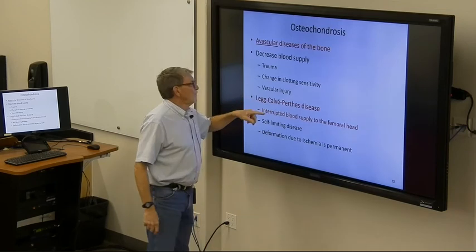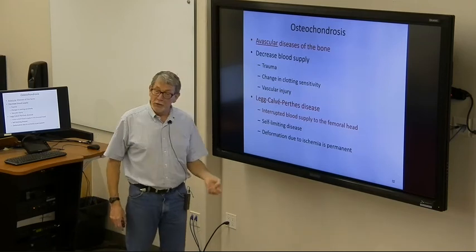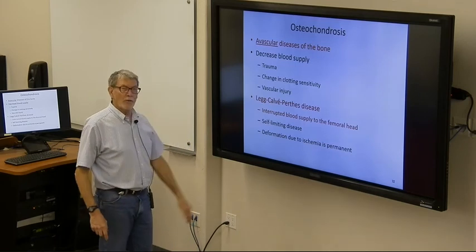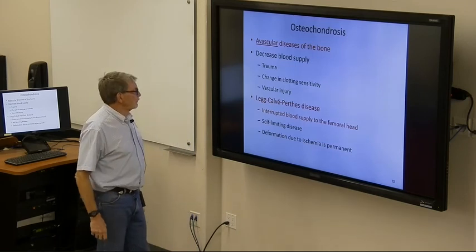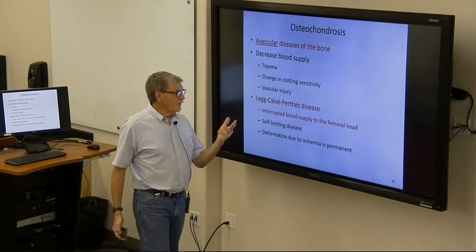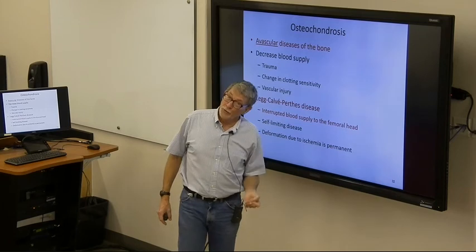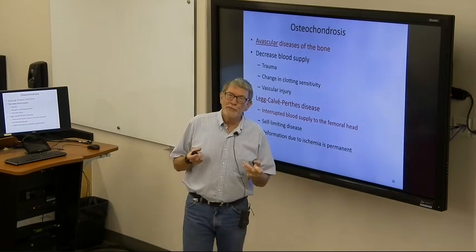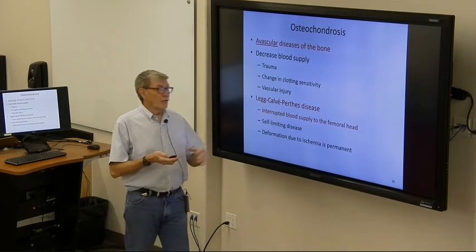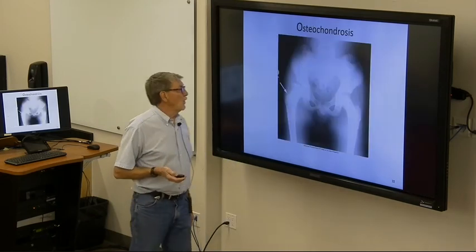So trauma, clotting, if you build blood clots up in there, sickle cell anemia that doesn't allow the capillaries to transport the red blood cells like they should. And Legg-Calvé-Perthes disease is specific to the femoral head. It is a disease that is not well understood. It blocks blood flow to the head of the femur for a period of time and then resolves. The trouble is, if the head of the femur was damaged enough, it always is going to be somewhat damaged afterward.